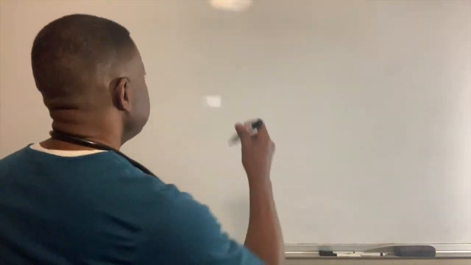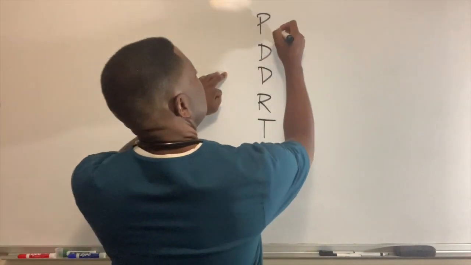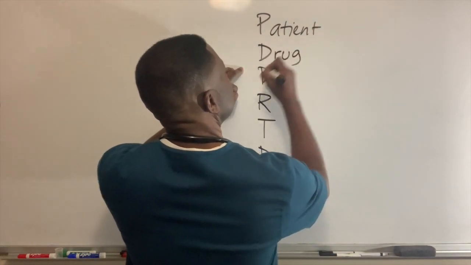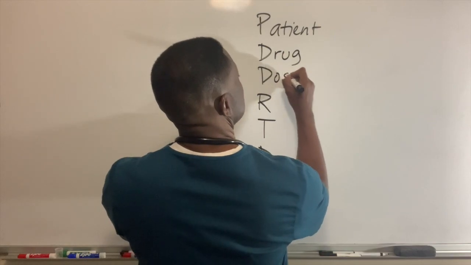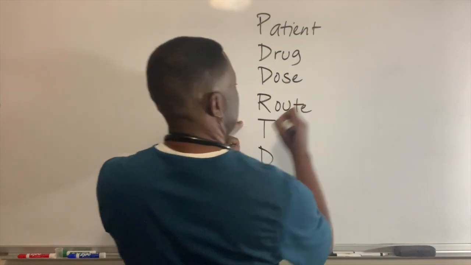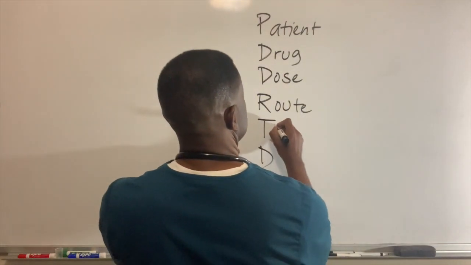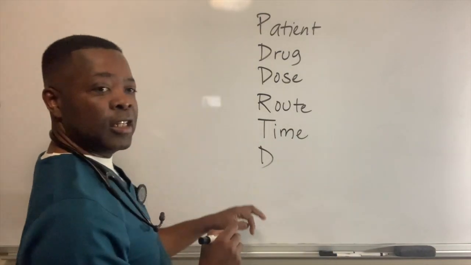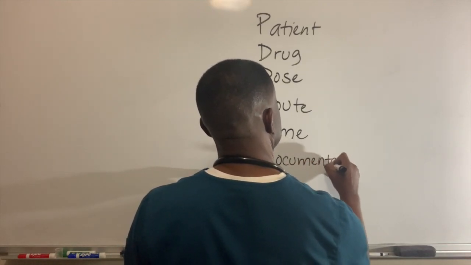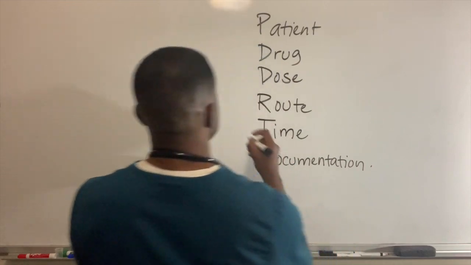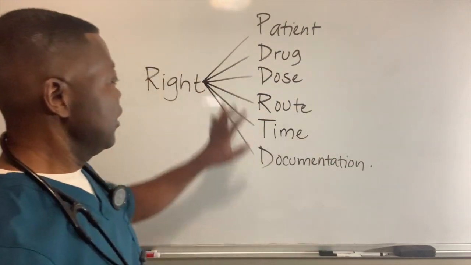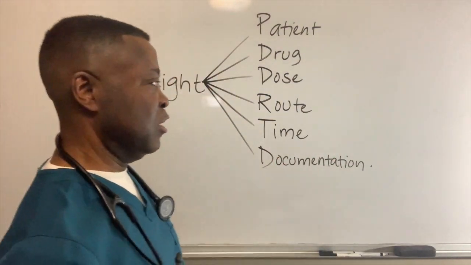They are the right patient, the right drug, the right dose, the right route, the right time, and the right documentation. These are the 6 rights of drug administration.